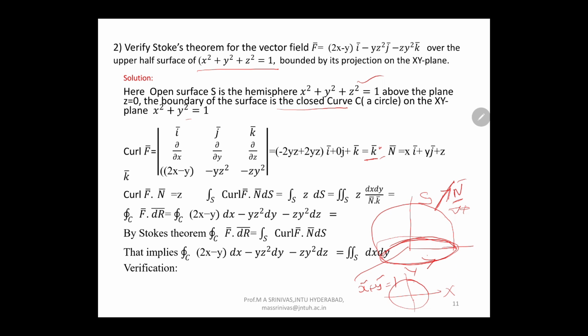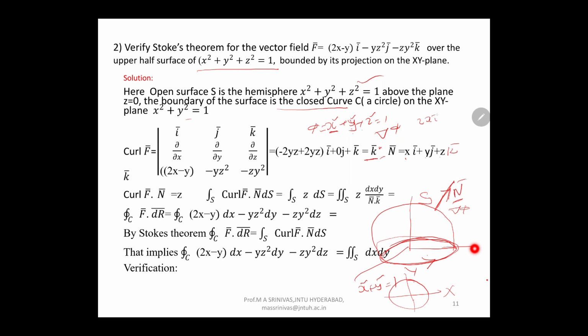Now, what is the n bar? n bar is the outward normal vector to the surface. The surface equation, you know. What is the equation of the surface? Equation of the surface is x square plus y square plus z square is equal to 1. This is my phi. What is the outward normal vector? Grad phi. What is grad phi? dou phi by dou x, dou phi by dou y, dou phi by dou z. So the derivative of this with respect to x is 2x, 2x i bar, 2y j bar, 2z k bar.